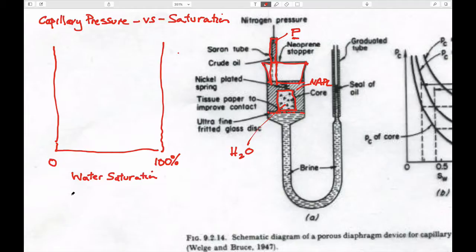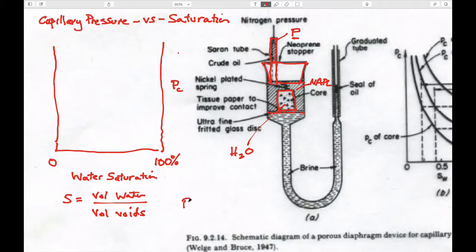And you'll remember that the definition of saturation is what? It's the volume of water divided by the volumes of the voids, or the pores. So if there's no water in it, it's 0. If it's 100% saturated, then all of the pore space is filled with water. And on the vertical axis, we'll draw capillary pressure.